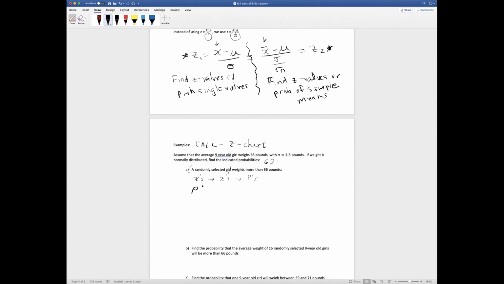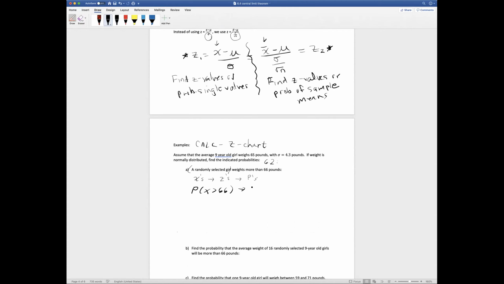So we want to find the probability that x is greater than 66. Now we're starting with x. We're going to convert x's into z's. So remember the formula we're going to use is this first formula, the z1, because it's an individual value.